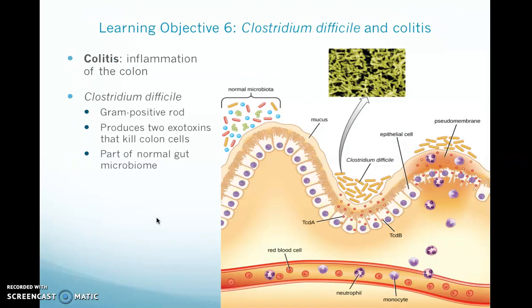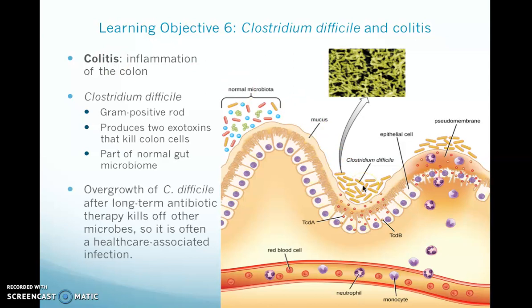Last one I wanted to mention, since this is a pre-nursing class, Clostridium difficile causes something called colitis, inflammation of the colon. That's the end of the digestive system. This is a gram-positive rod, produces exotoxins. It's part of our normal gut microbiome, but after antibiotics, others get killed off, and this one starts to grow like crazy, so it's often a healthcare-associated infection.